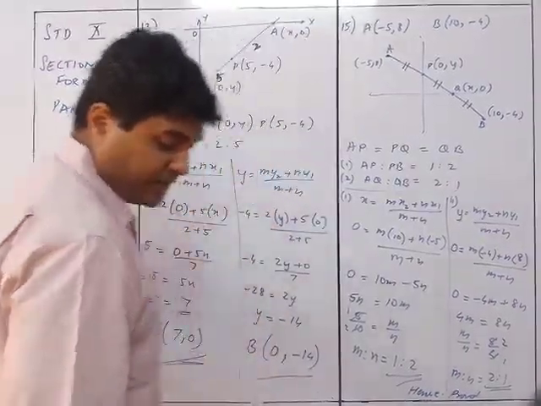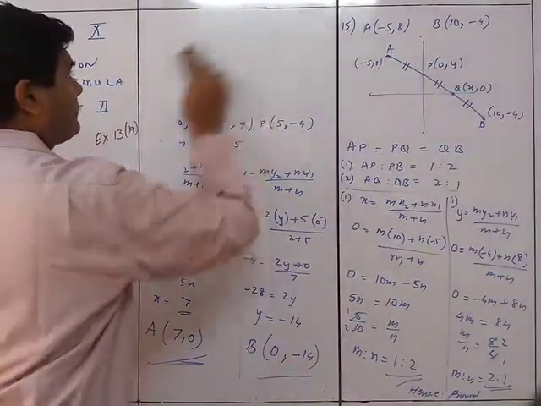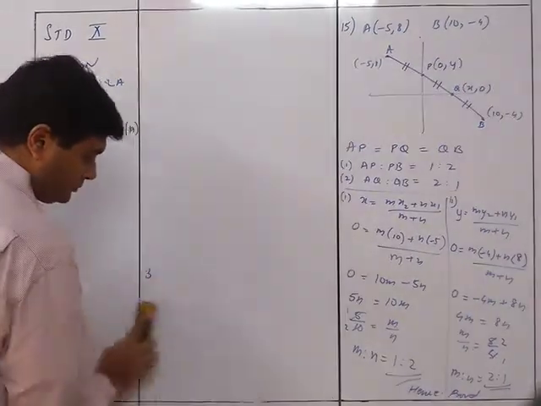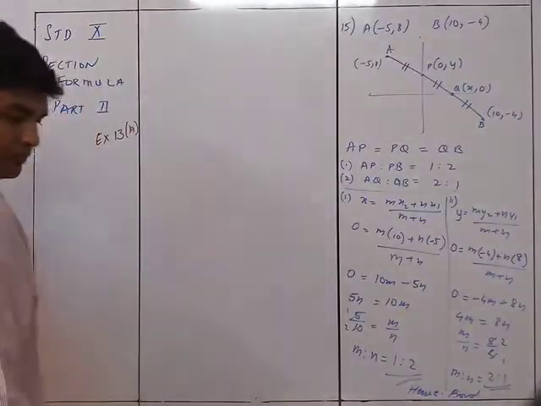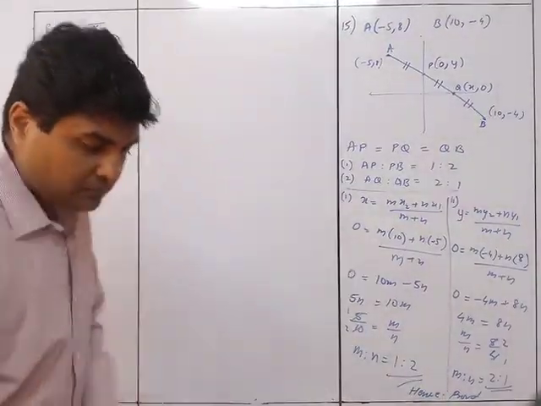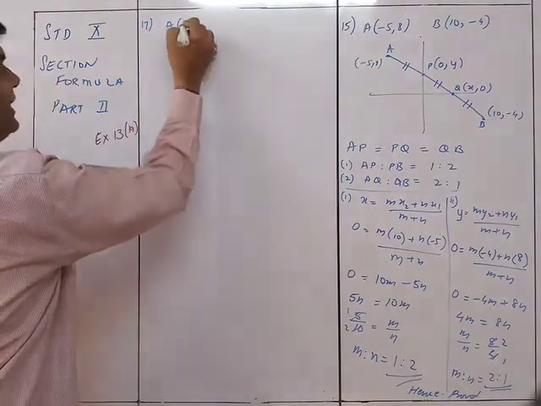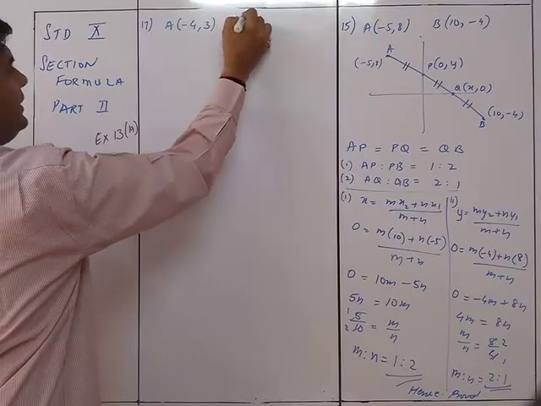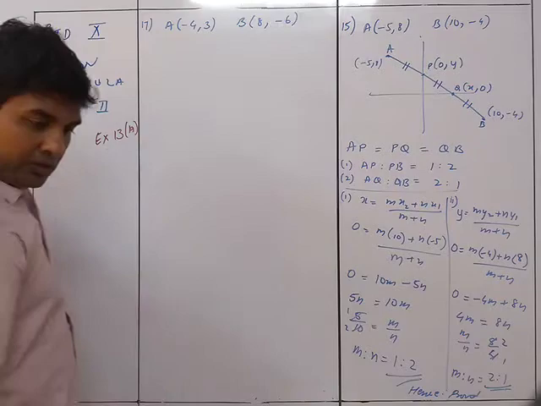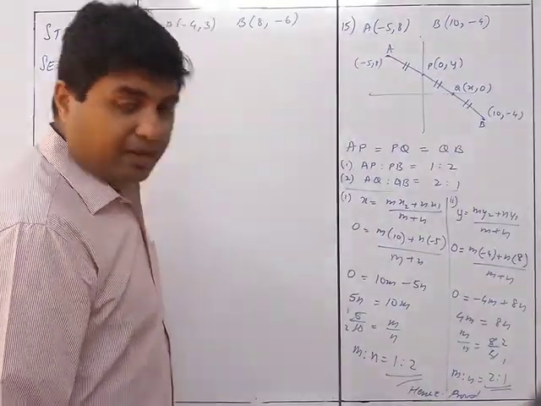Next is sum number 17. Sum number 17 is, if A is equal to minus 4, 3 and B is equal to 8, minus 6, find the length AB and in what ratio is the line AB divided by the x-axis.